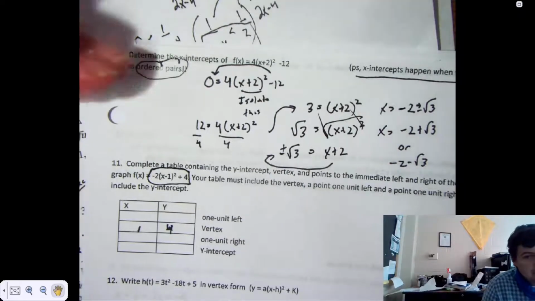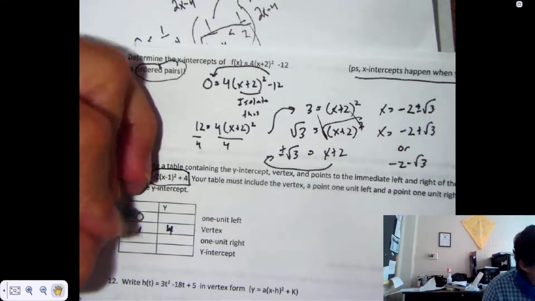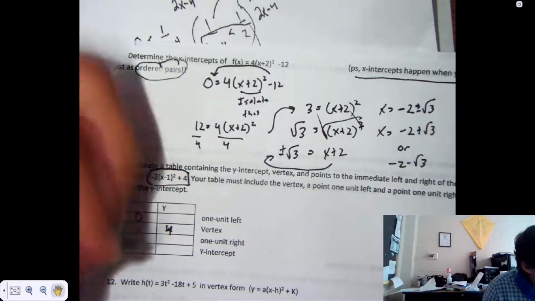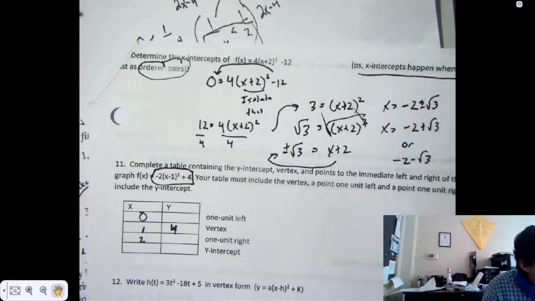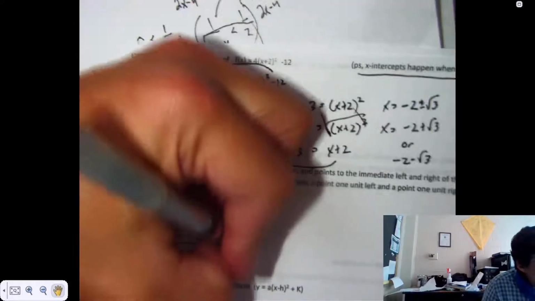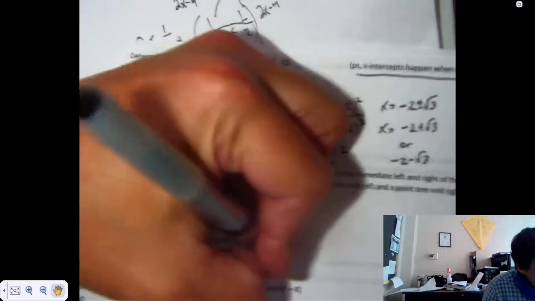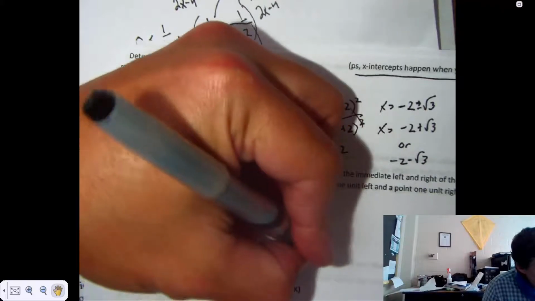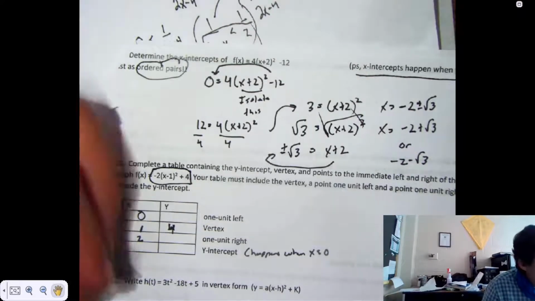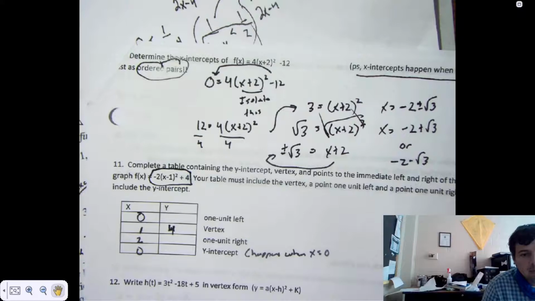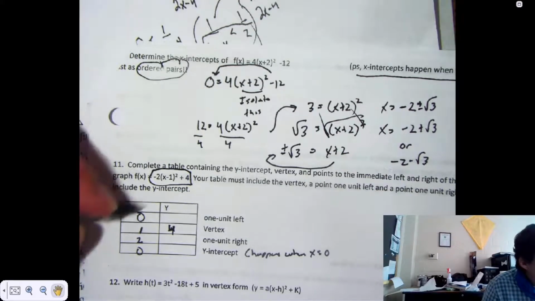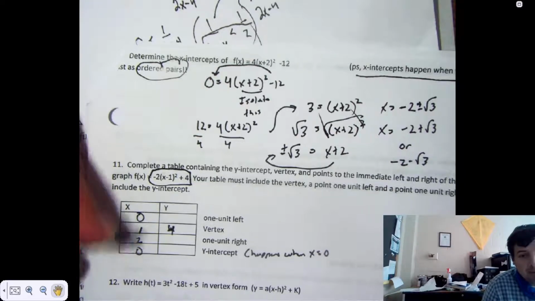Now, something to the left of 1 is 0. Something to the right of 1 is 2. Now, what's cool is the y-intercept happens when x equals 0. So I'm just going to plug in this 0 because it's going to give me actually all 3 pieces that I need.